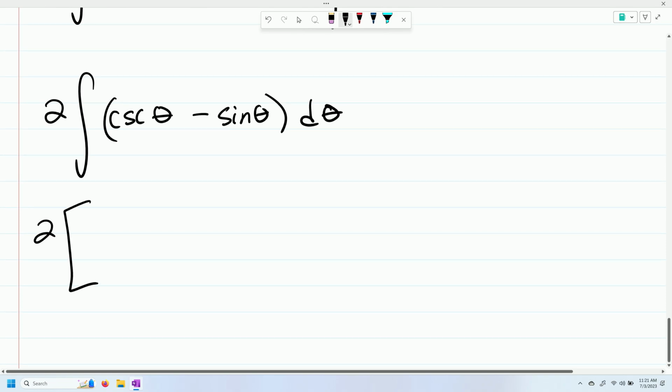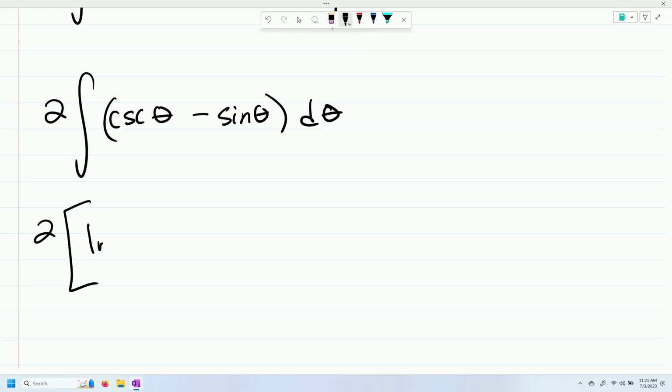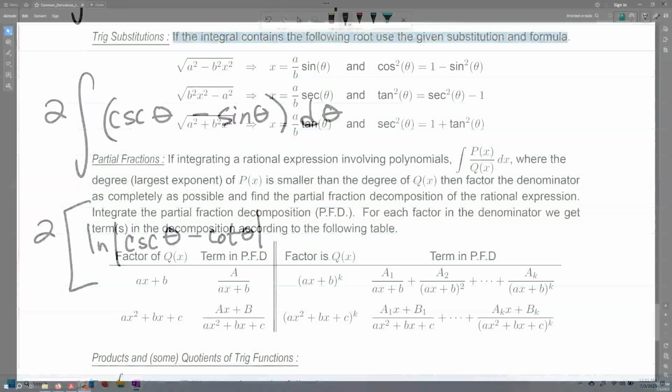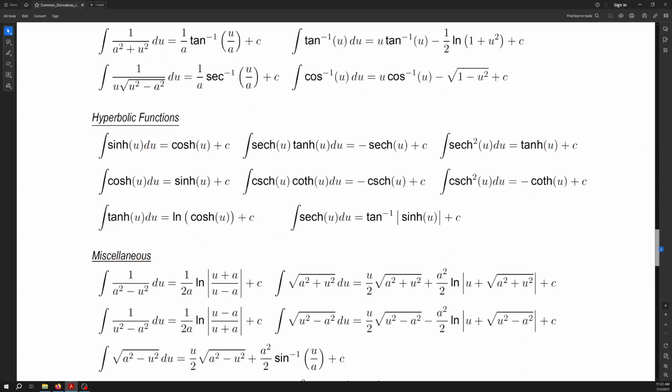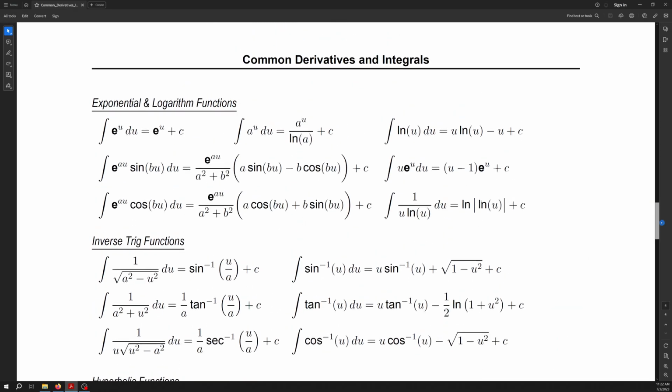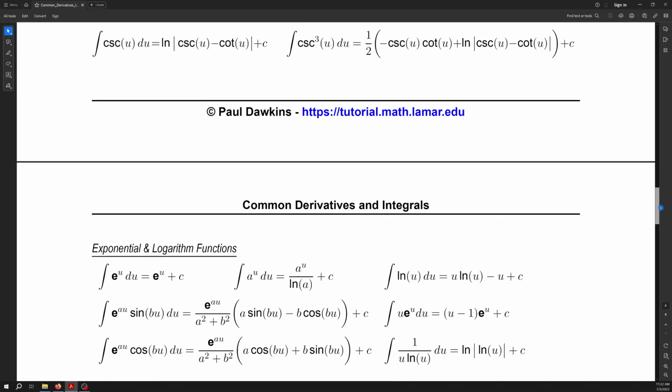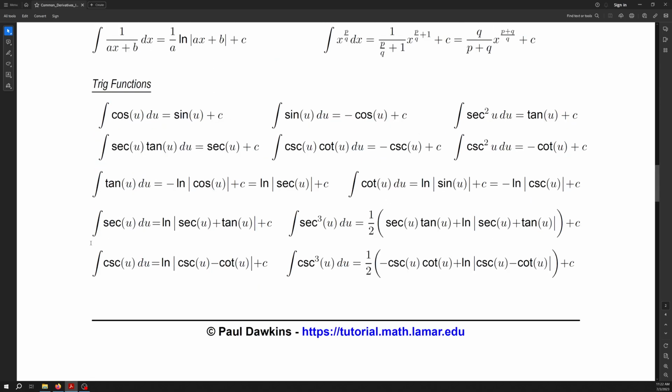So the integral of cosecant theta is going to be the natural log of cosecant theta minus cotangent theta. And if you're wondering where I got that, I will show you. Coming back over to here, I just scrolled up. All right, give me a second, I've got to find it. Here we go. It's right here.